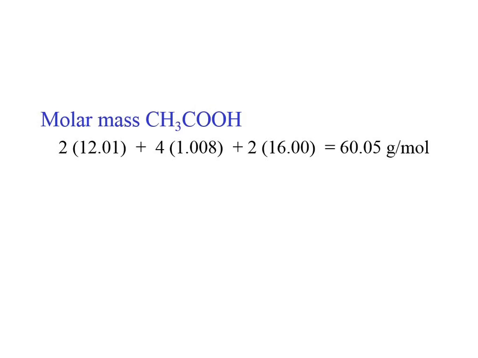You take 2 times the decimal number for carbon. You guys already have this? Okay, good. So the molar mass of acetic acid is 60.05 grams per mole.